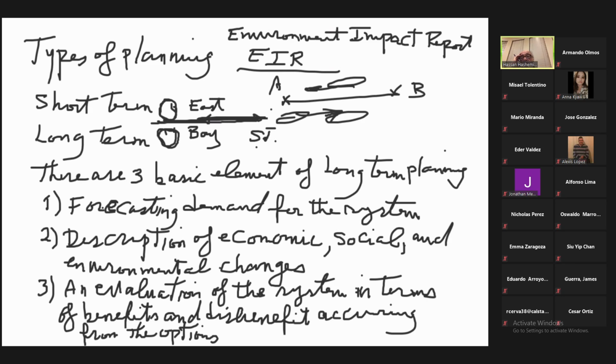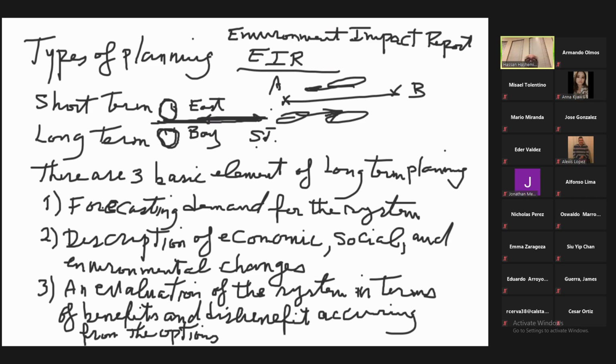Usually these reports are huge. For every project that we do, we have to do this environmental impact report, and there is huge documentation that we have to establish: what will be the air pollution impact, noise pollution impact, traffic congestion. One section of it is the traffic impact report, which I will discuss later on. So these are all in that document.